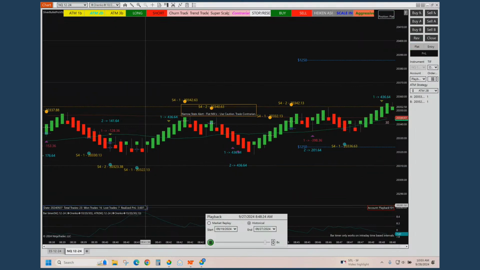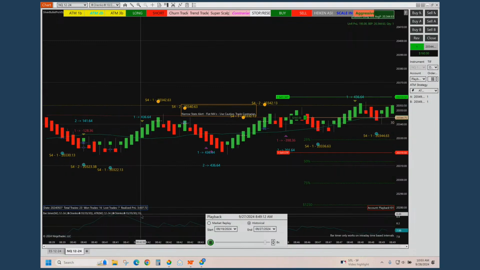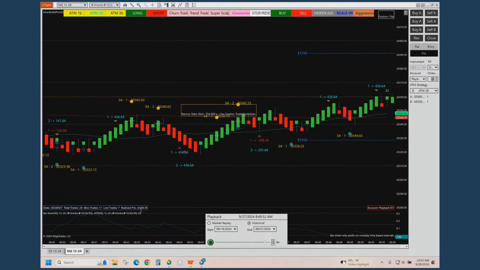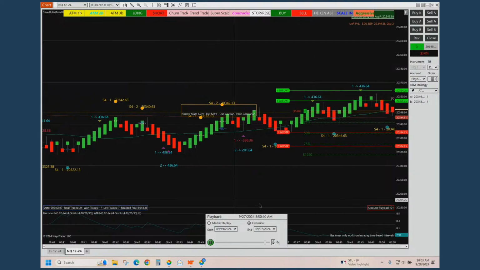Target filled. So $3,600 now. Target filled. Target filled. Crossed $4,000. At this moment, I should stop. I should not try to take any more trades because this is awesome. $4,000.